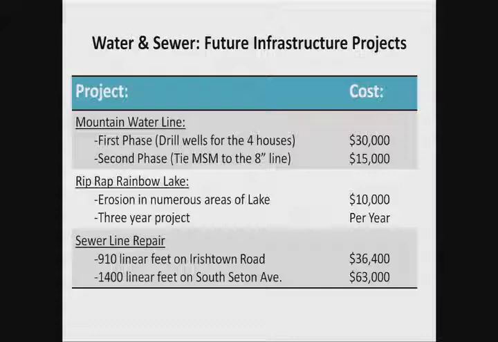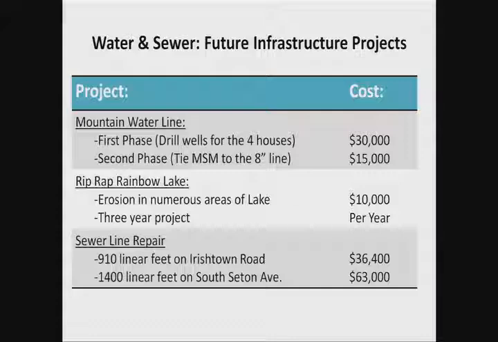And then, a sewer line repair. These are two sections of the sewer line that town staff spends a considerable amount of time repairing. They are in bad condition. The first one, the priority one, would be 910 linear feet on Irishtown Road. That's estimated to be about $36,000. And then there's 1,400 linear feet on South Seaton Avenue, and that's estimated to be $63,000. Those are your two sewer line repairs that are priority.